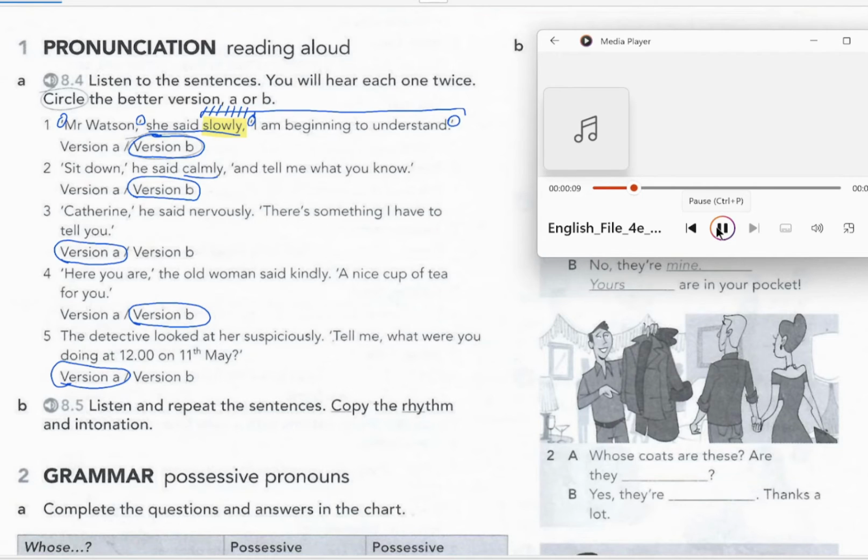1. Mr. Watson, she said slowly. I am beginning to understand. 2. Sit down, he said calmly, and tell me what you know. 3. Catherine, he said nervously, there's something I have to tell you. 4. Here you are, the old woman said kindly. A nice cup of tea for you. 5. The detective looked at her suspiciously. Tell me, what were you doing at 12 o'clock on the 11th of May?